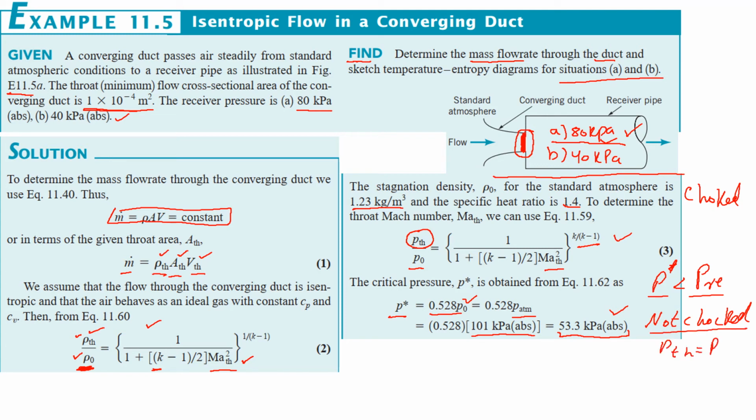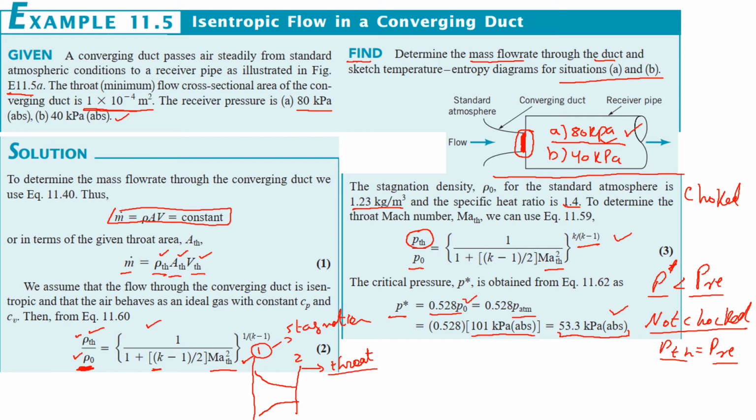equal to the pressure of the receiver pipe, because if I draw this here, just the converging portion right here, and I take these two sections, section 1 and section 2. So at section 1 I take the properties as the stagnation properties, and at section 2 I will take the properties at my throat.